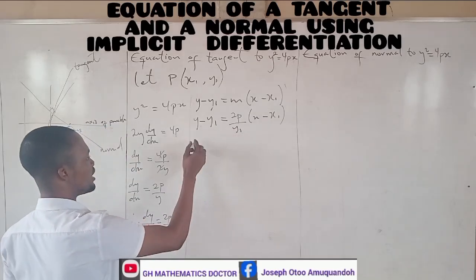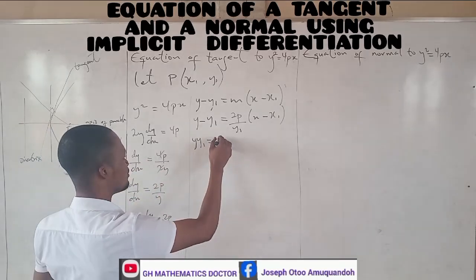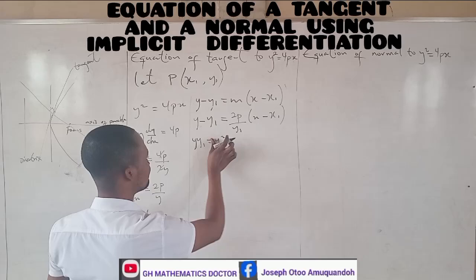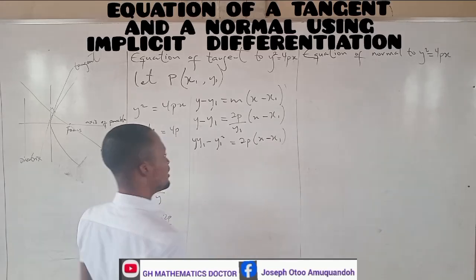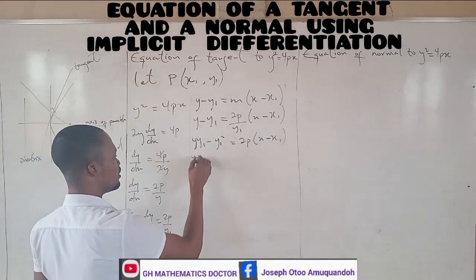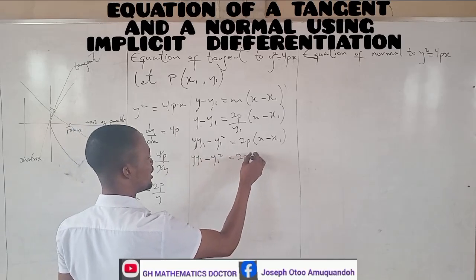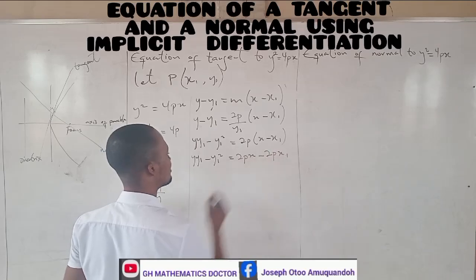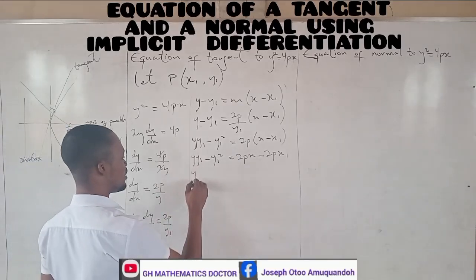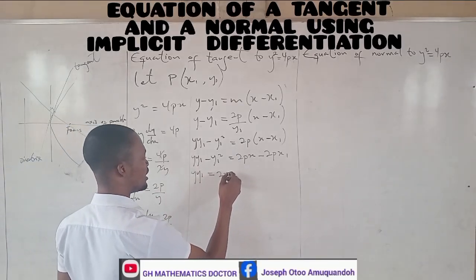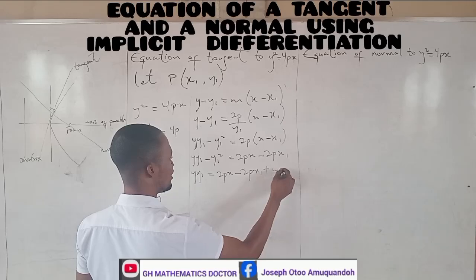So y1 multiplying y gives y1 y, and y1 multiplying y1 gives y1 squared. Then we have 2p times x minus x1, and we expand the bracket here. So we have y1 y minus y1 squared equals 2px minus 2px1. Then we make y1 y the subject, so we have y1 y equals 2px minus 2px1 plus y1 squared.